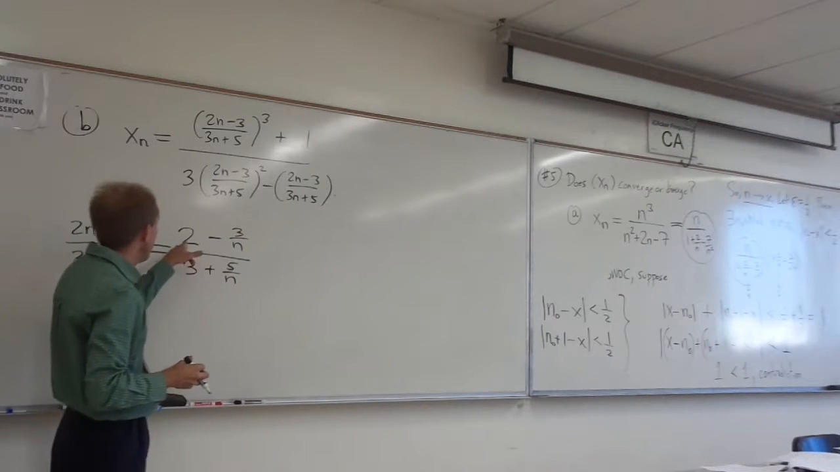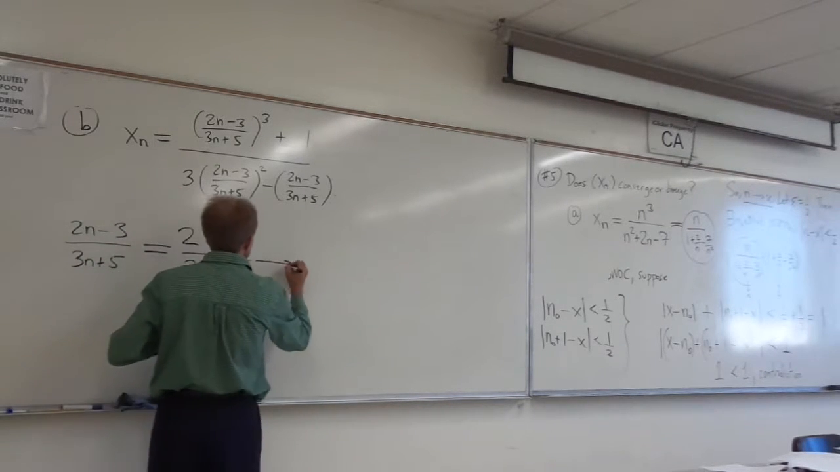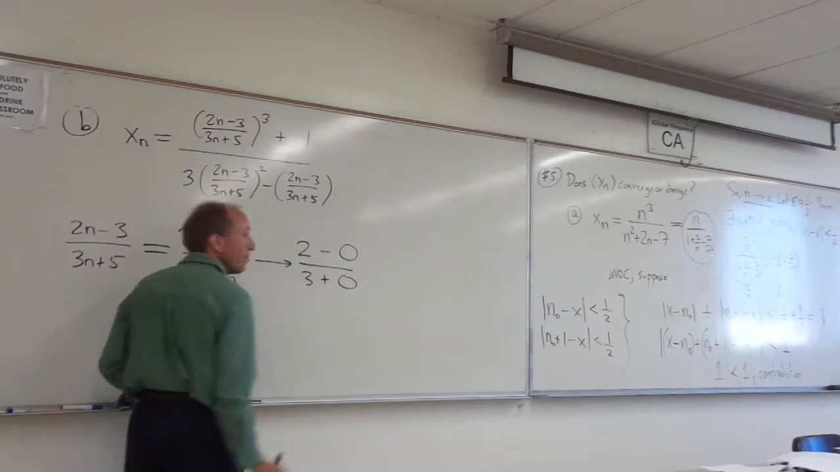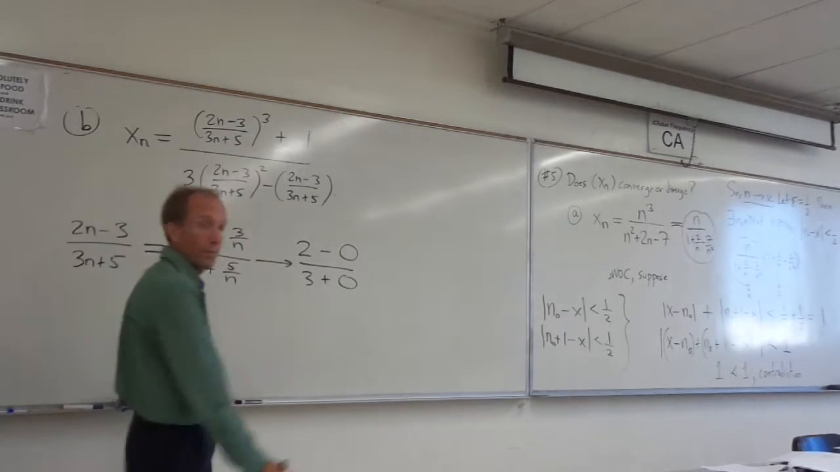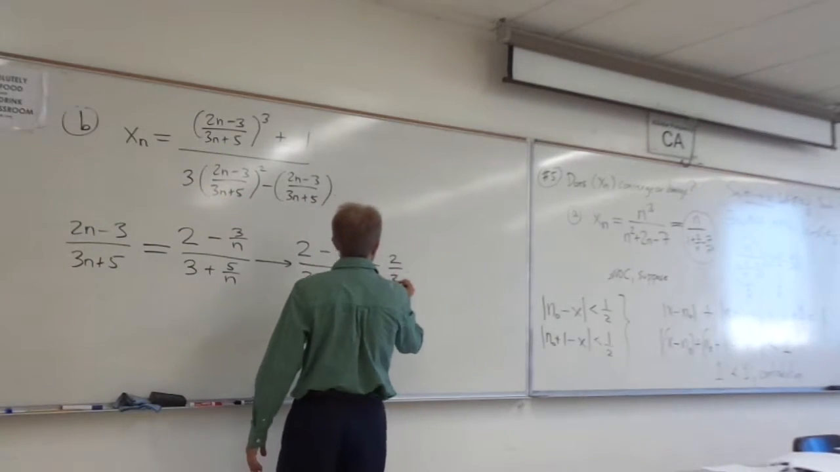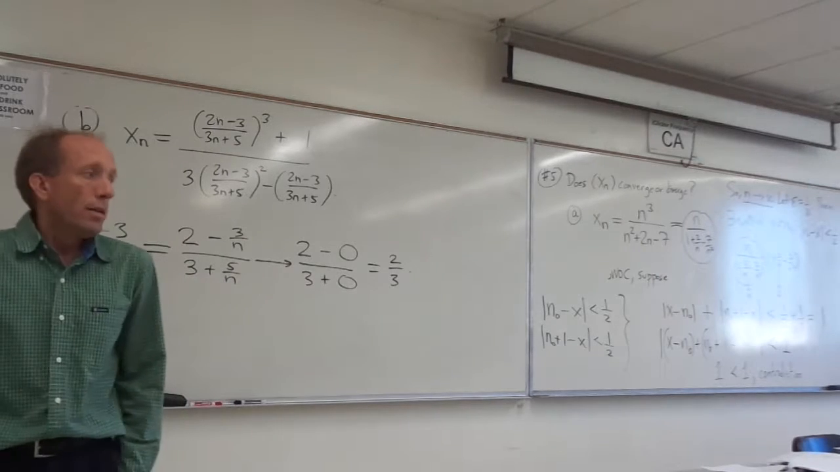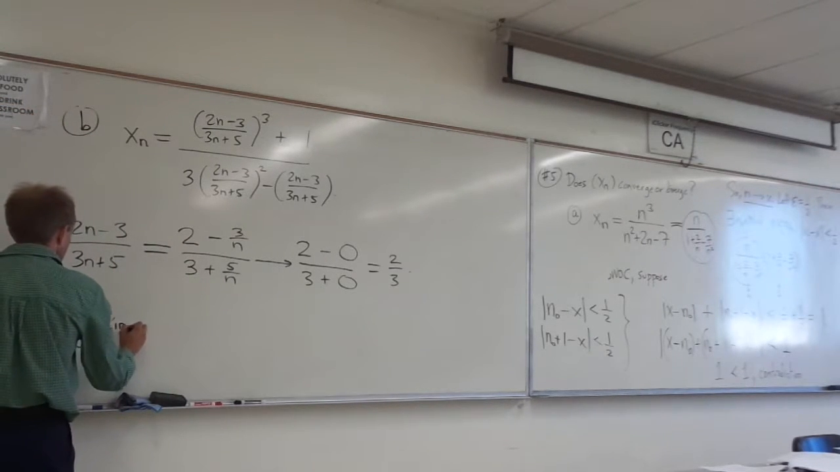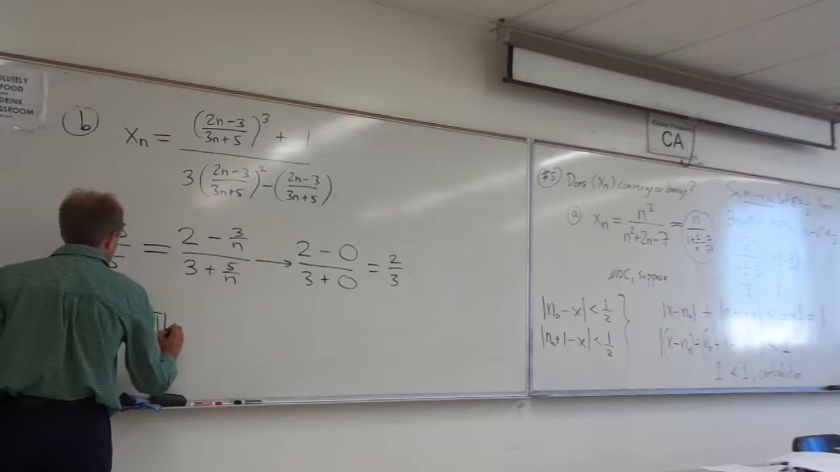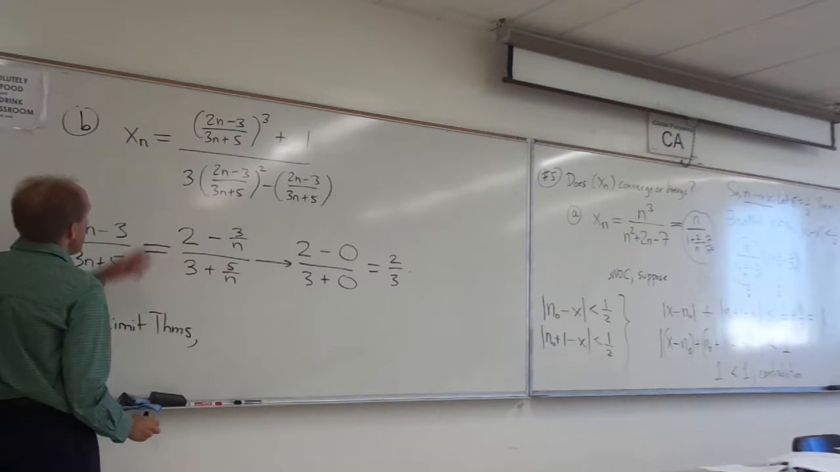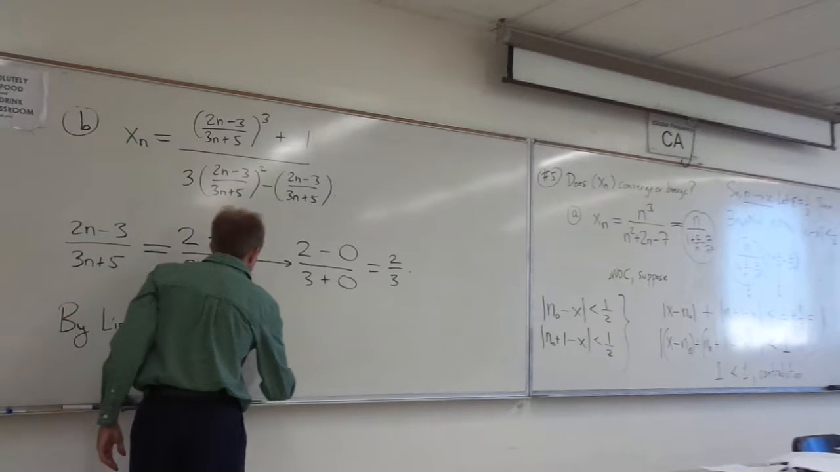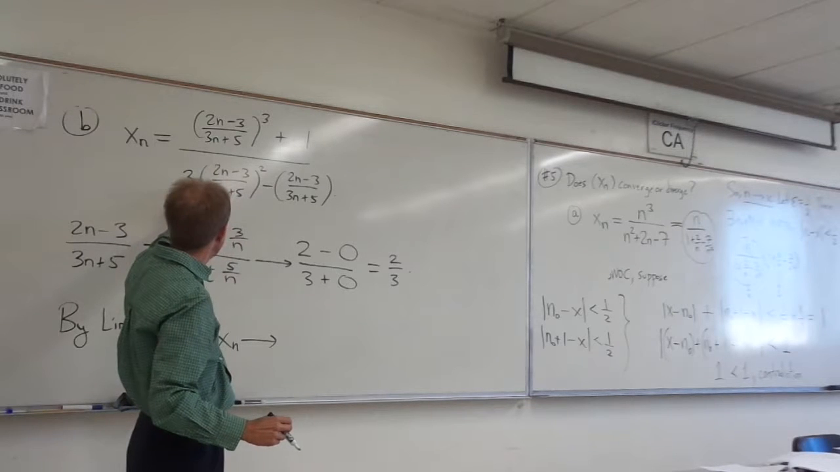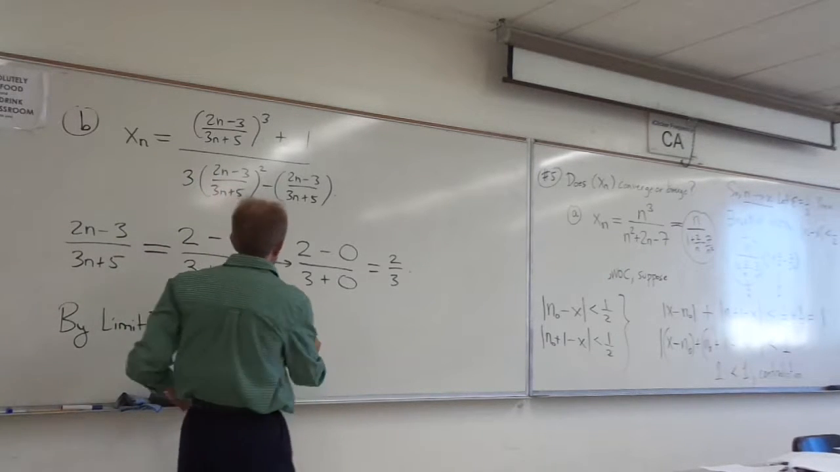And now you can say this converges to 2 minus 0 over 3 plus 0, which is 2/3. Okay? 2/3. Now, by the limit theorems, xn would converge as long as the denominator is not converging to 0. Let's see, this is going to be 3 times 2/3.